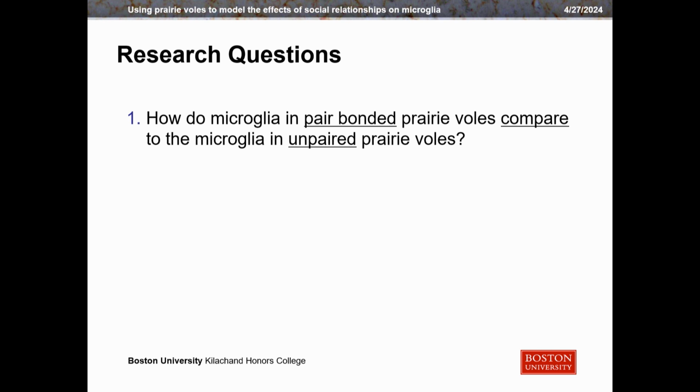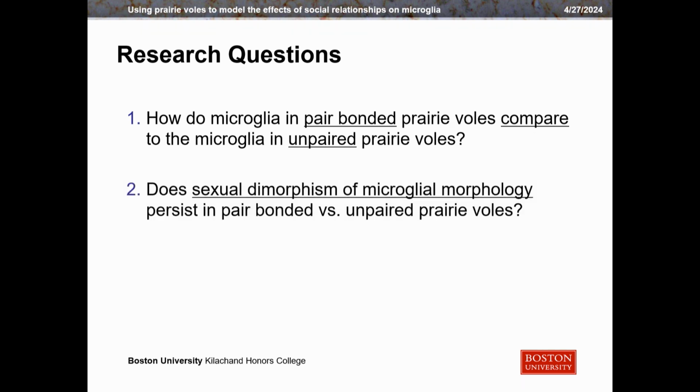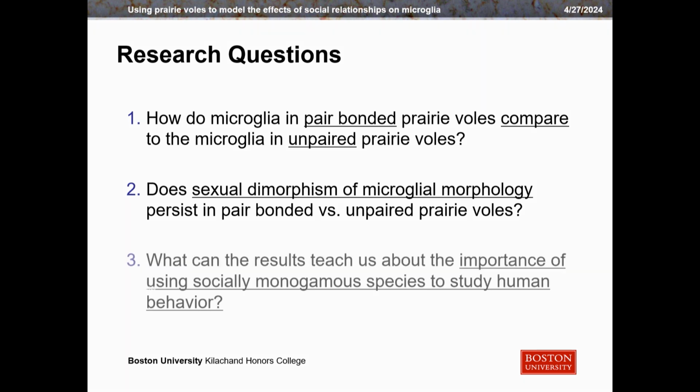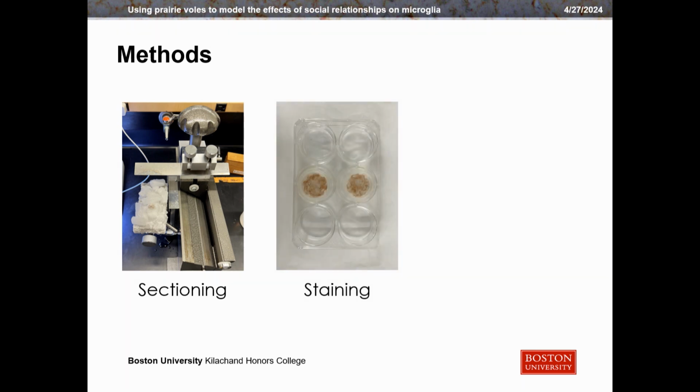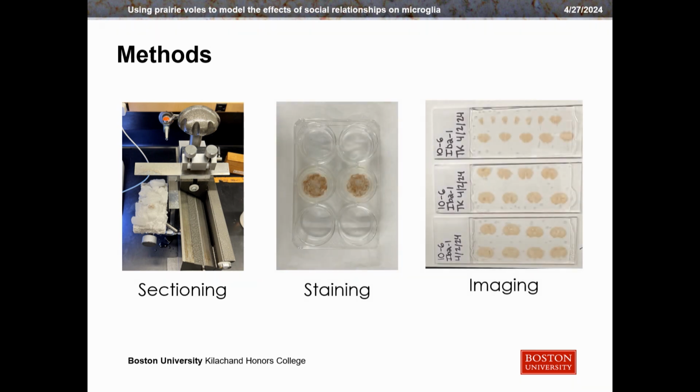So what were my research questions in this project? First of all, I was interested in how microglia in pair-bonded prairie voles compared to the microglia in unpaired voles. Second, I was interested in whether the sexual dimorphism of microglia morphology that had been previously established in other animal models persisted in pair-bonded versus unpaired voles. Finally, I wanted to know what the results can teach us about the importance of using socially monogamous species to model human behavior. My methods involved, very simply, staining microglia. This began with sectioning brain tissue, staining it, and imaging it. And this is an example of what the slides look like.